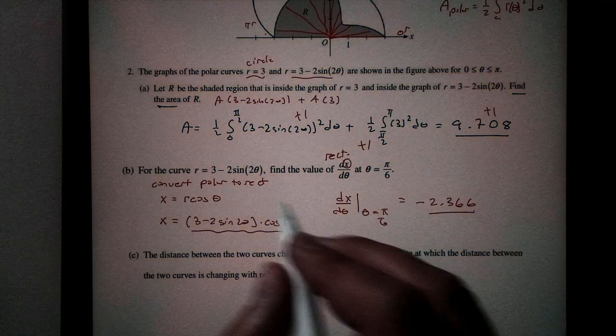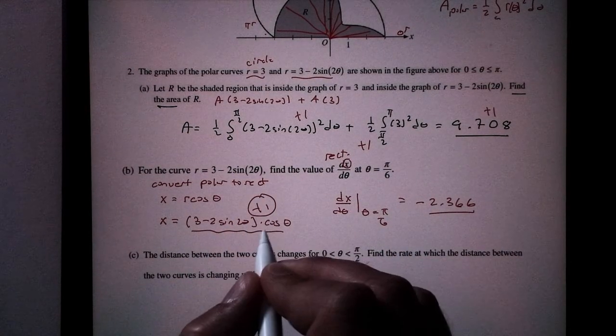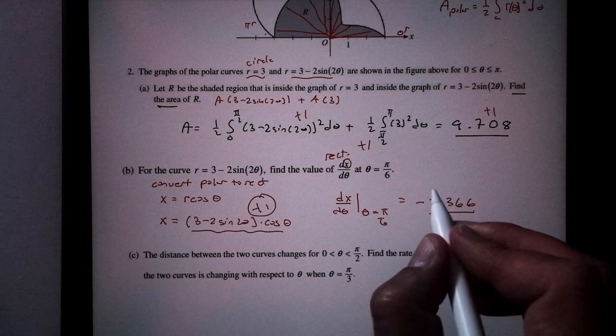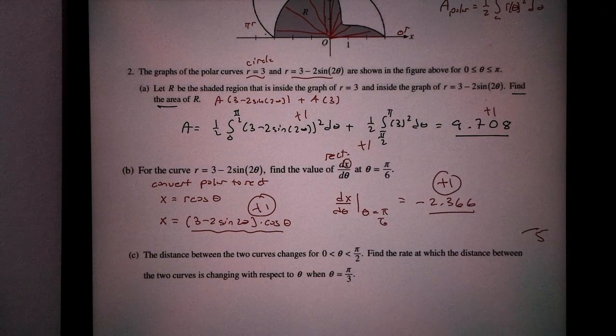So how many points would this be worth? You get 1 point for writing out your expression, your conversion, and you get 1 point for your answer. So already we are at 5 out of the 9 points for the AP. This is worth quite a bit. It's pretty easy to get.